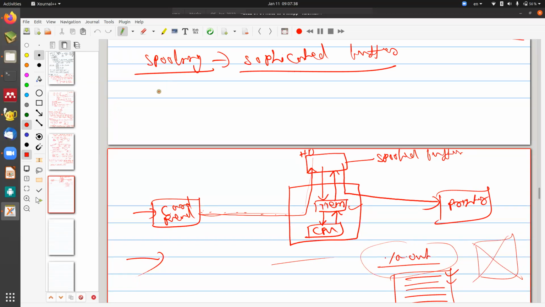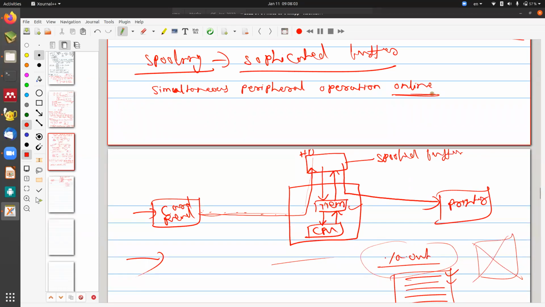And this spooling basically stands for simultaneous peripheral operation online. Means at the same time, multiple peripherals are operating. Basically, the IO parts are the peripherals. This is the card reader. These are the peripherals. At a time, they are executing.